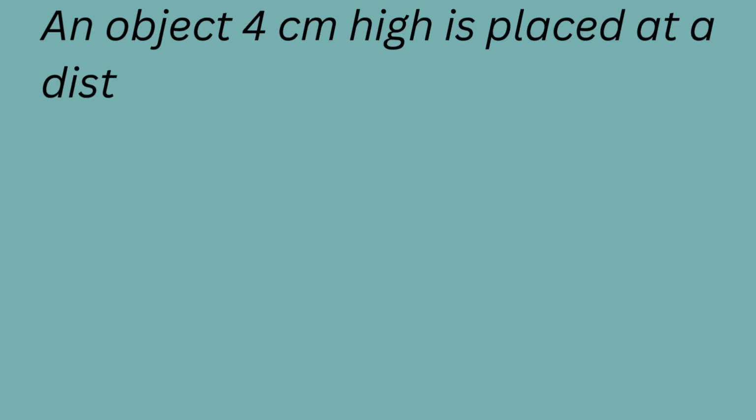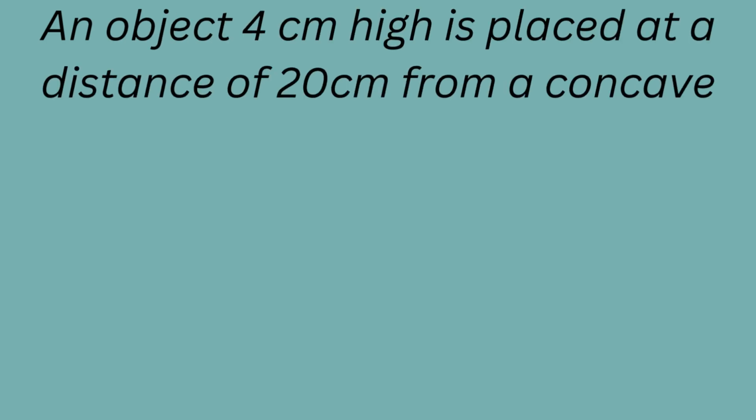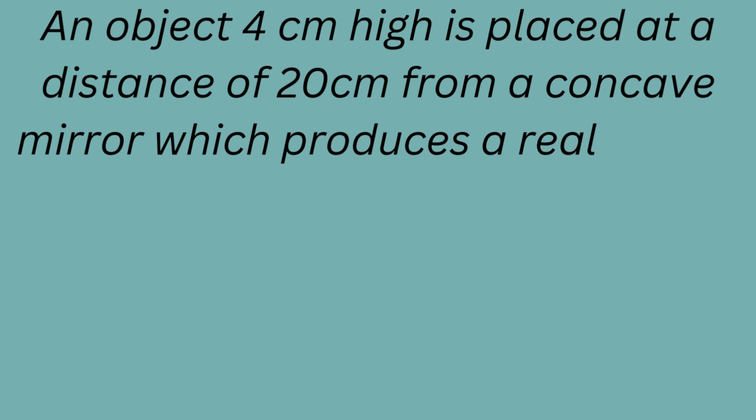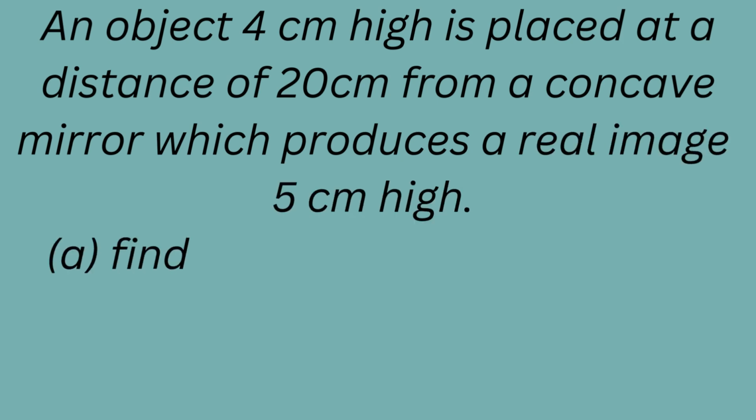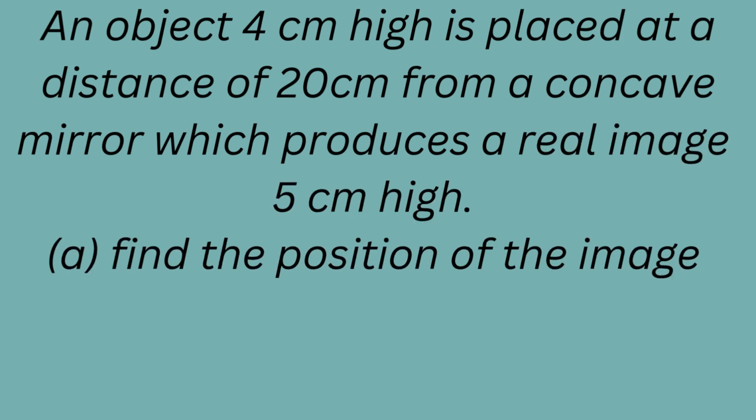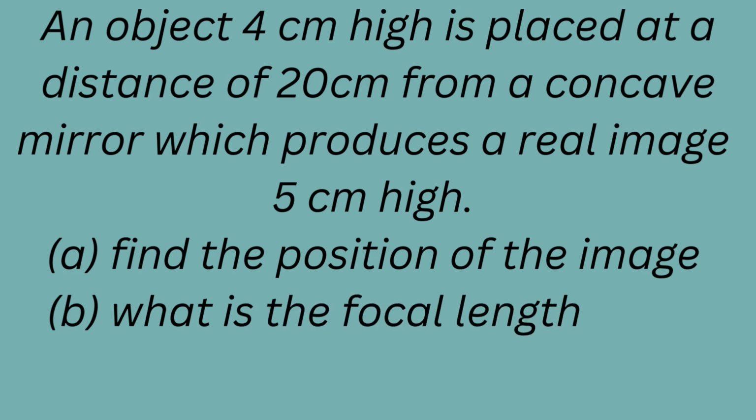An object 4 cm high is placed at a distance of 20 cm from a concave mirror which produces a real image 5 cm high. What we have to find out is the position of the image, and second, what is the focal length of the mirror.